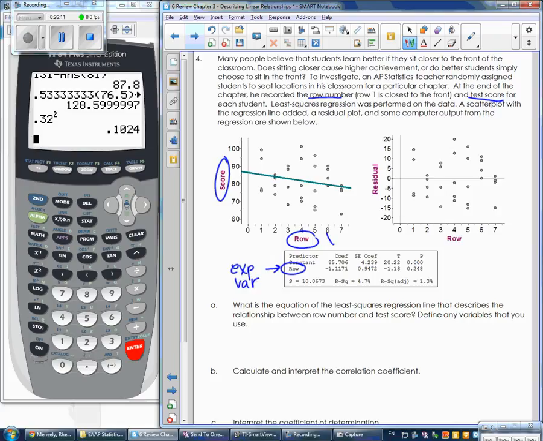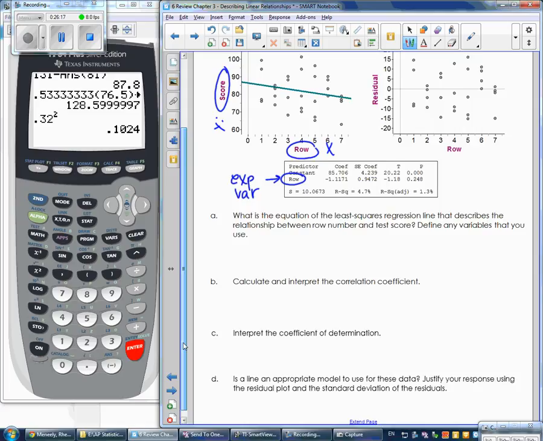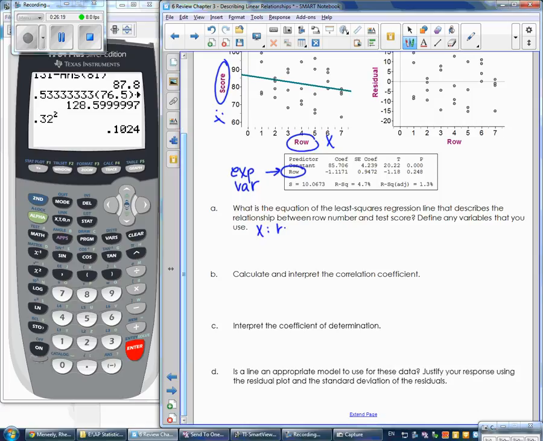I also know that my row is going to be explanatory because it's on the x-axis, and my score is going to be on the y-axis. So let me just write this down. If x represents the row number and y represents the test score, the next thing I need to do is determine the equation of the line. And this is actually given to me in this printout, and it's just a combination of those two numbers.